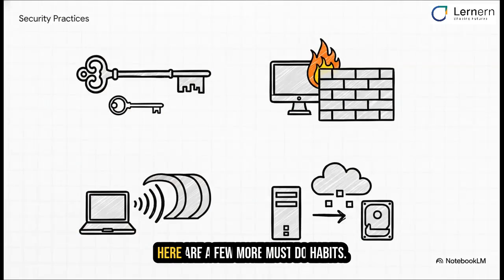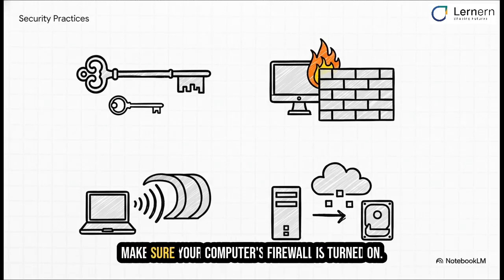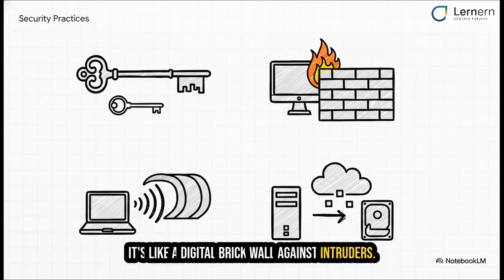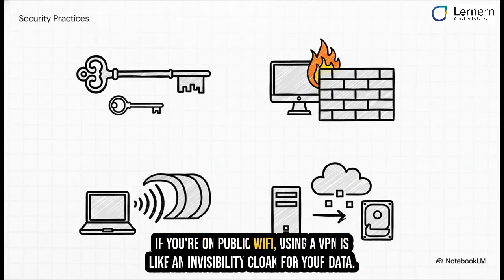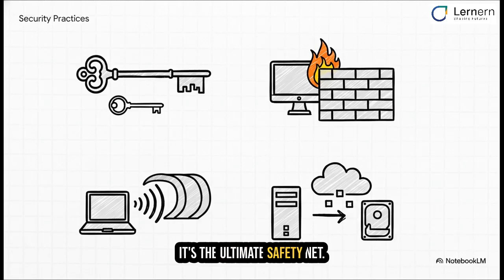Seriously. And here are a few more must-do habits. Use strong, unique passwords for all your important accounts. Make sure your computer's firewall is turned on. It's like a digital brick wall against intruders. If you're on public Wi-Fi, using a VPN is like an invisibility cloak for your data. And finally, please, back up your important files. It's the ultimate safety net.